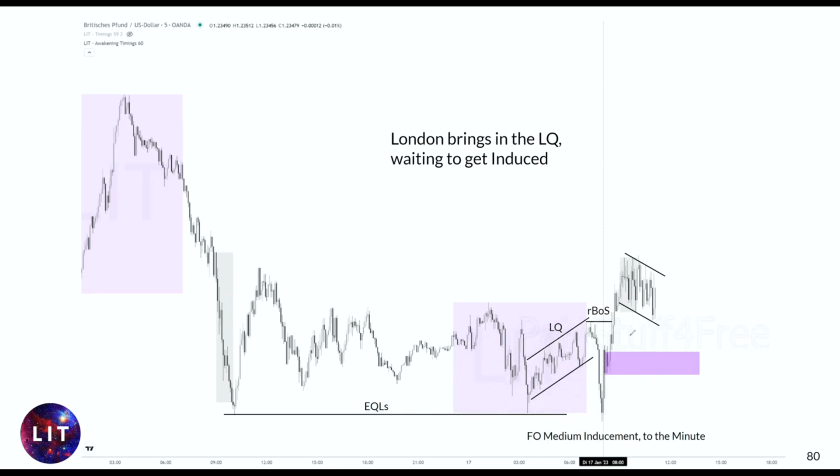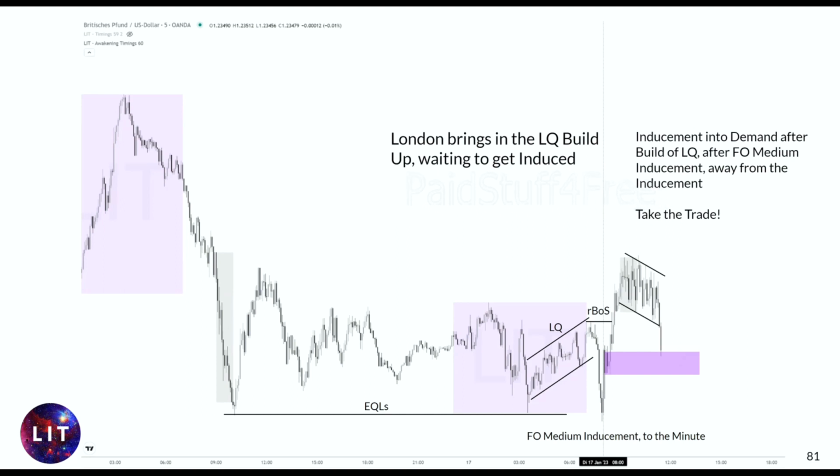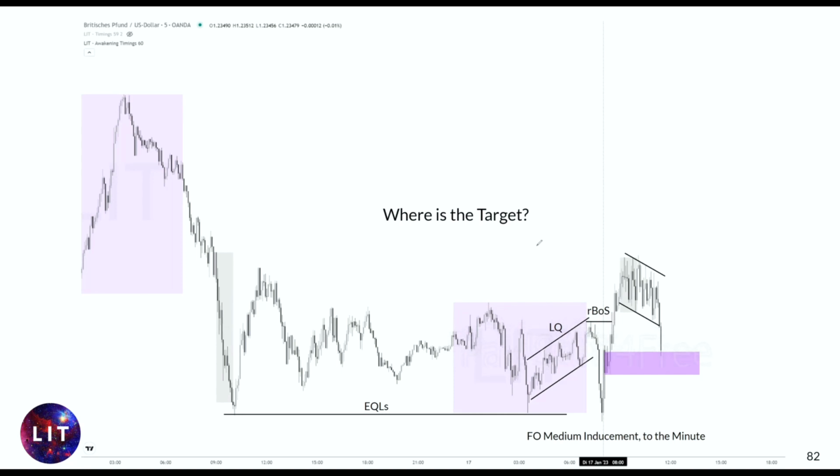So again, we just identify a sideways liquidity in here, right? And boom, look at that, inducement into demand after a build of liquidity. After Frankfurt Open was already the medium inducement, we want to trade still away from that inducement. So we definitely can take this trade 100%, right? So let's jump into it. The only question is, where is the target?